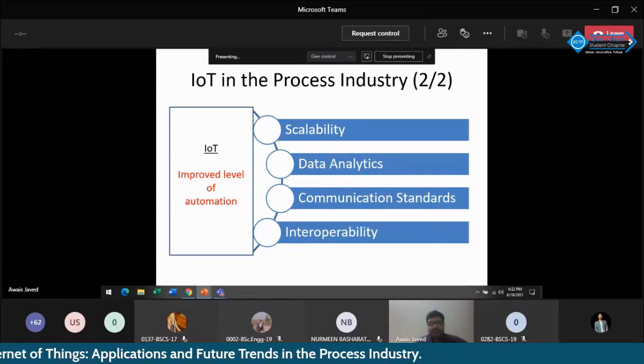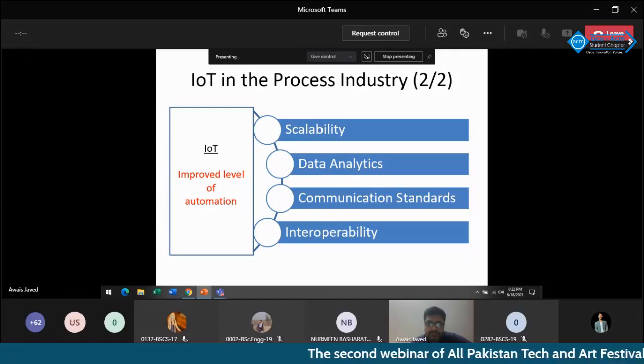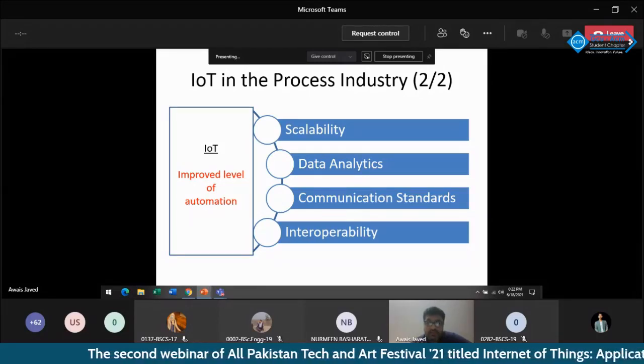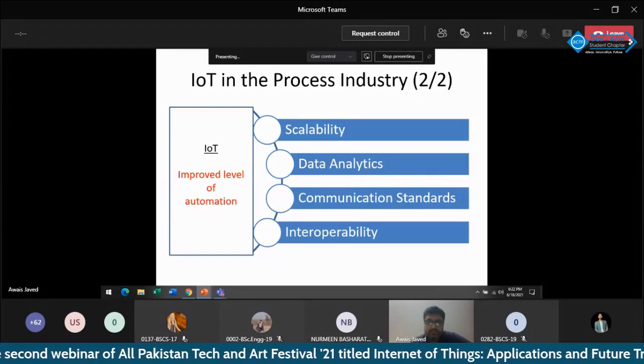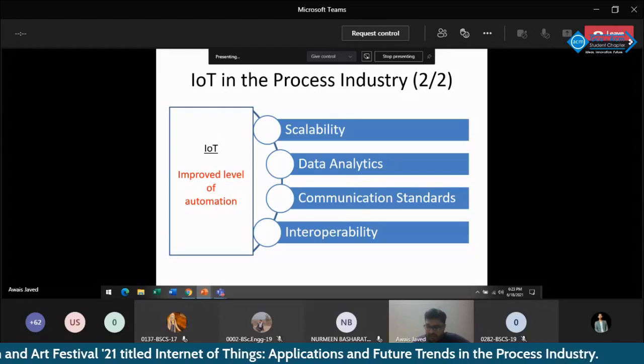The third advantage of IoT in the process industry is communication standards. Devices can talk to each other. They can have communication protocols, and hence they can share data with each other. Different machines can share data with each other in a distributed manner.